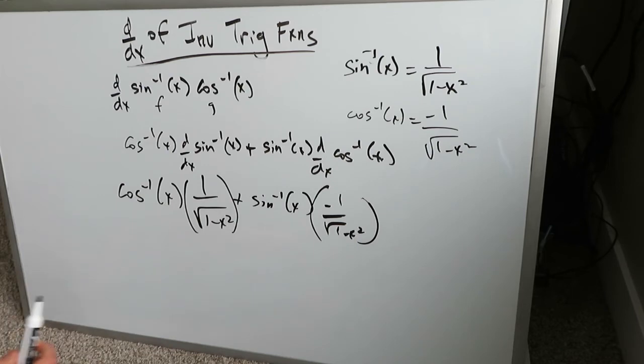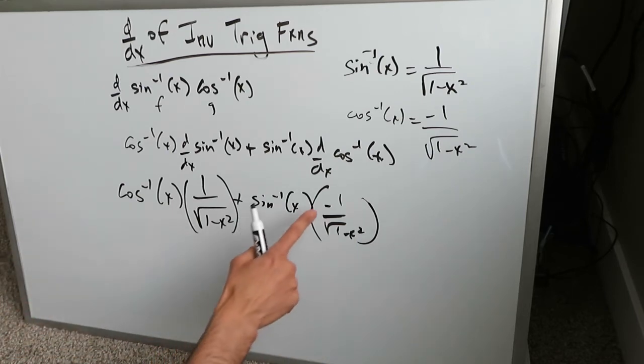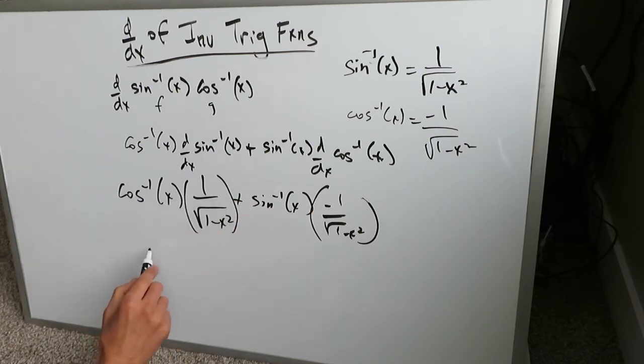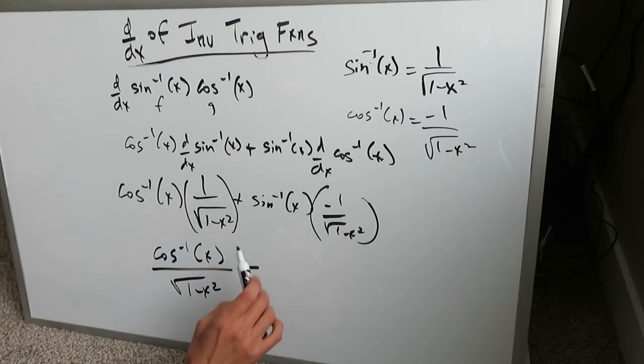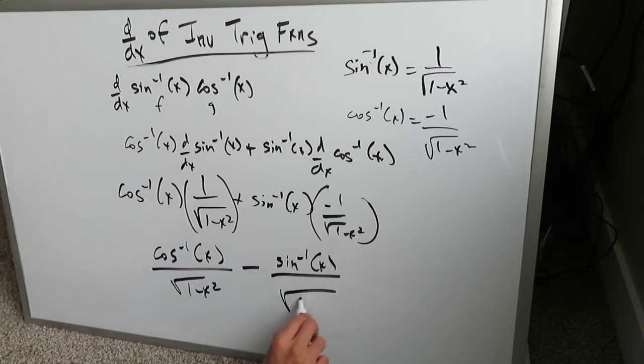Now we just have to write everything in a proper finalized answer, and we're one step away from completing. Look at this minus and look at this plus. You'll convert this plus into a minus, and you can put everything in a fractional form. Cosine minus 1 of x divided by square root of 1 minus x squared. This minus 1 hits with that positive, and you can get sine minus 1 x over square root of 1 minus x squared. This right here is a good answer.